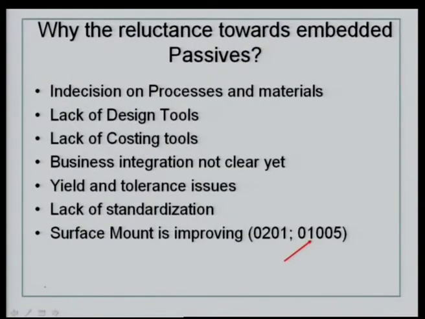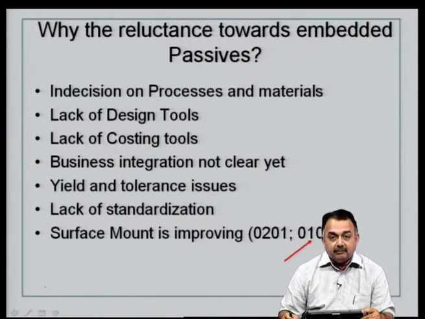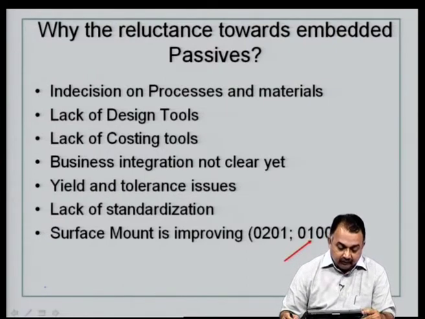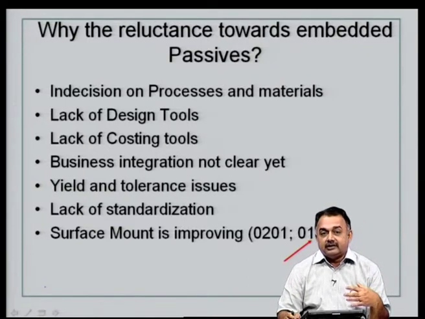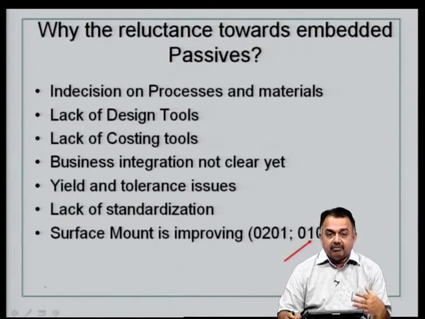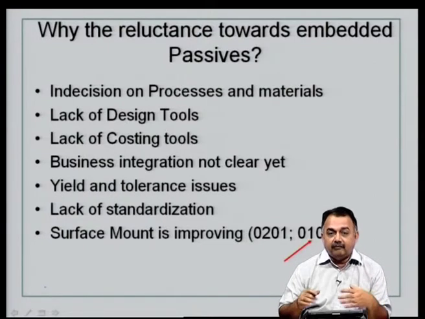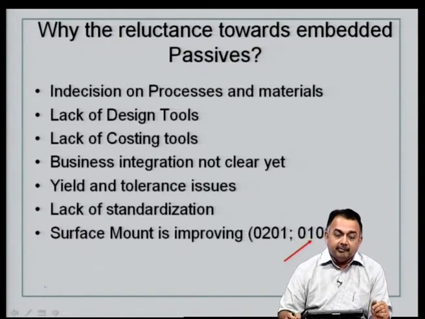Now, the other question is, why the reluctance towards embedded passives? Why are not many people getting into embedded passives design implementation? There is an indecision currently on the processes and materials that could be used. It is not yet large scale. There are not many industries that are using embedded passives in their systems, or it is not highlighted in a particular system. Currently, my impression is that passives are very ideal for handheld products rather than for large boards or systems.